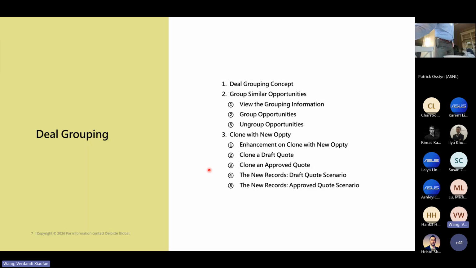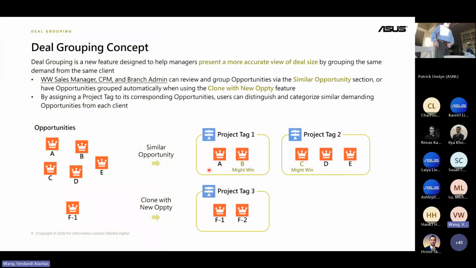We'll quickly introduce its concept. Okay, deal grouping is a new feature designed to help managers present a more accurate view of deal size by grouping the same demands from the same clients. Worldwide sales manager, CPM, and branch admin can review and group opportunities via the similar opportunity session, or have the opportunities grouped automatically when using the clone with new opti feature.